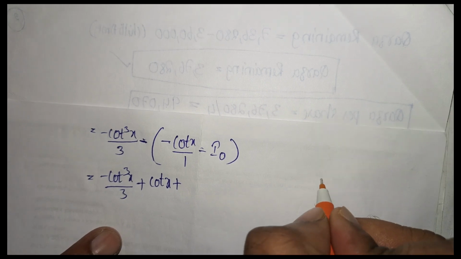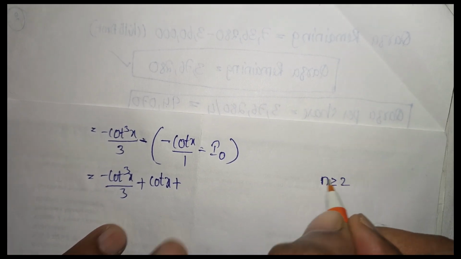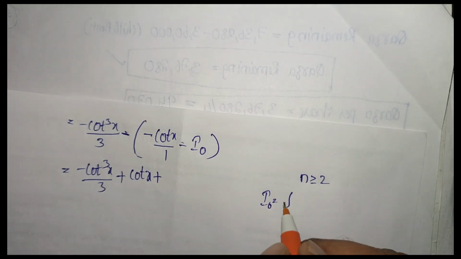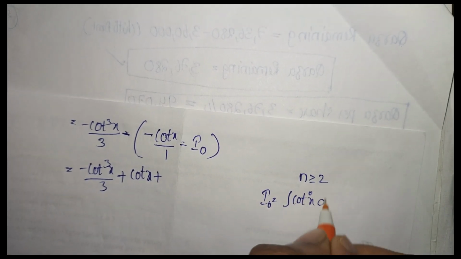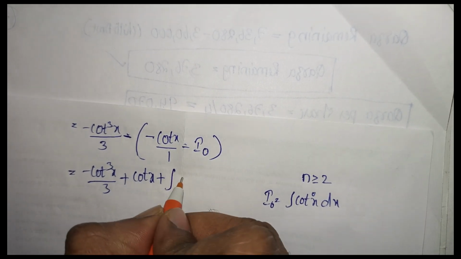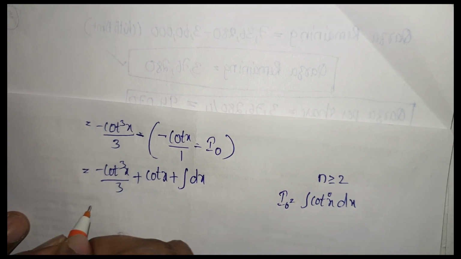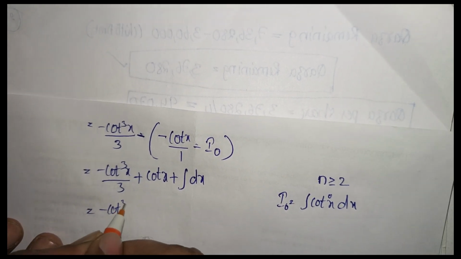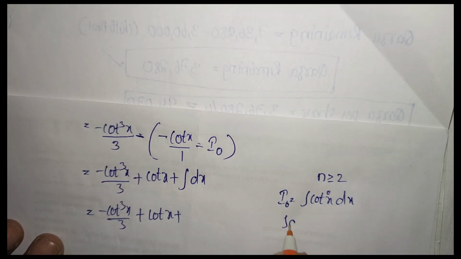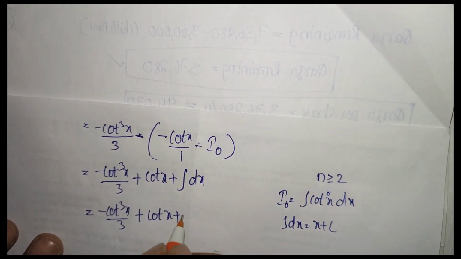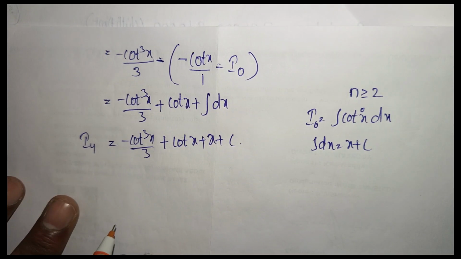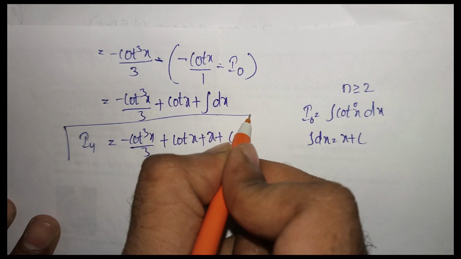The reduction formula is only applicable when n is greater than or equal to 2. So what is I0? I0 is equal to the integration of cot to the power of 0 x dx, which is nothing but the integration of dx. So what we get: minus cot cubed x by 3 plus cot x, and the integration of dx is nothing but x plus c. So I4 is equal to this, got it. This is the final answer.